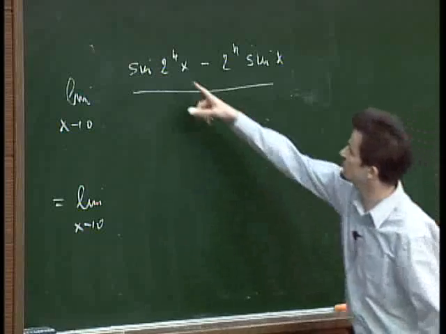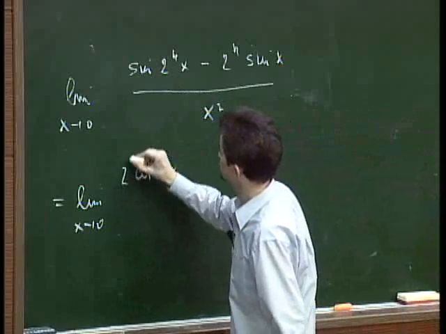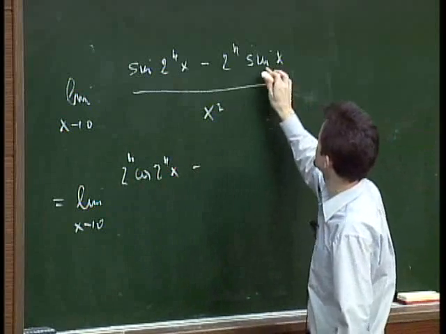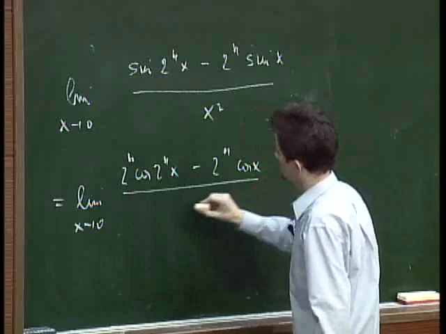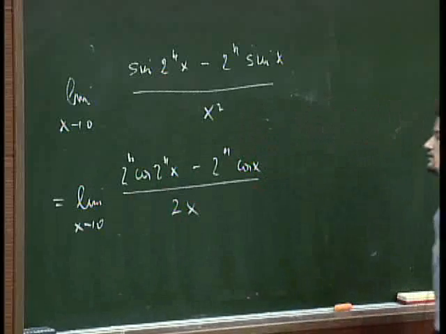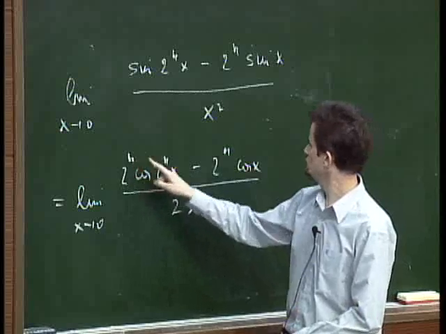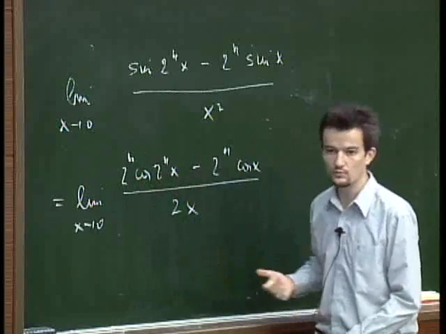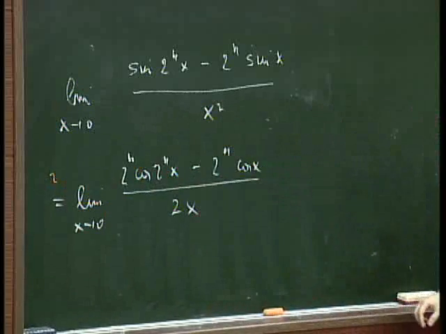because the derivative of this one is the cosine of 2 to the n x times 2 to the n, minus the derivative of this one, which is 2 to the n cosine of x, over 2x. So you see that if you plug in x equal to 0, you get 2 to the n minus 2 to the n, 0 over 0 once more. So this step is not certain yet. We have to apply the rules of L'Hopital once more.